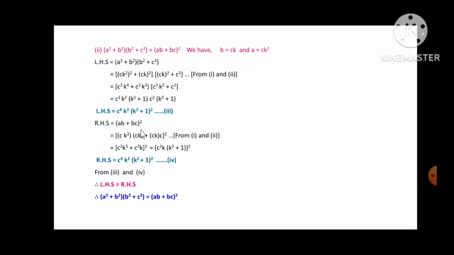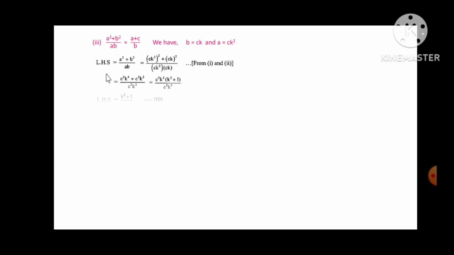Now RHS is (ab + bc)², (ck² · ck + ck · c)², from 1 and 3, substituting the values. So here we will be getting (c²k³ + c²k)², which will be c⁴k²(k² + 1)²... we can write equation fourth. So from 3 and 4, we can write that LHS is equal to RHS. So (a² + b²)(b² + c²) = (ab + bc)².